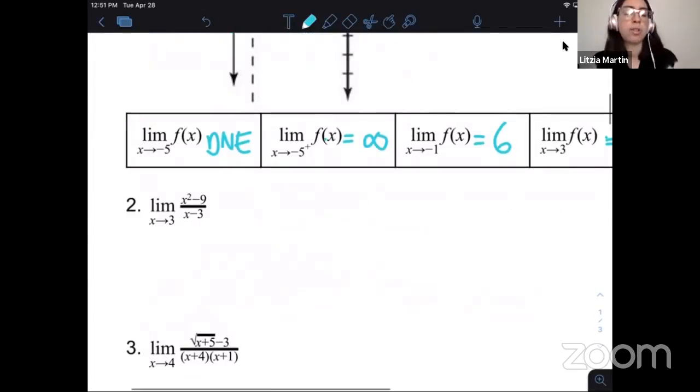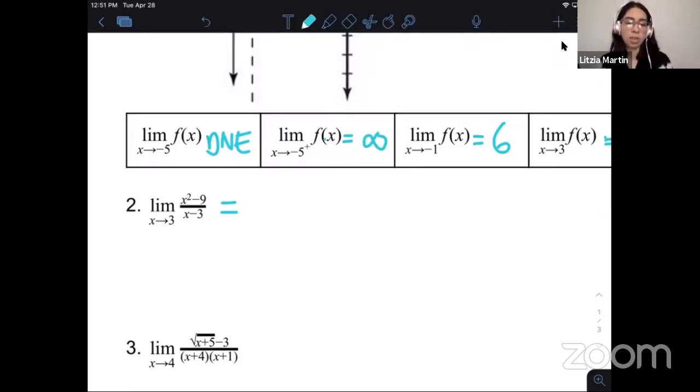So now we're getting into some algebraic solving. The limit as x approaches 3 of x squared minus 9 over x minus 3. Remember that we always want to start with direct substitution, but when I plug in 3, I get a 0 in the denominator, which makes it undefined. So we need to try and simplify this before we can do direct substitution again.